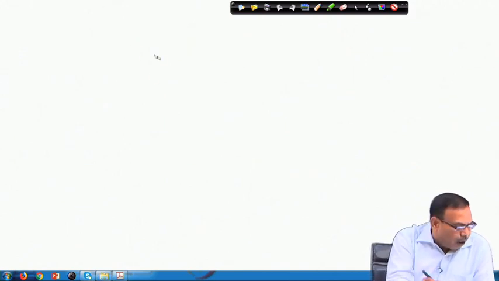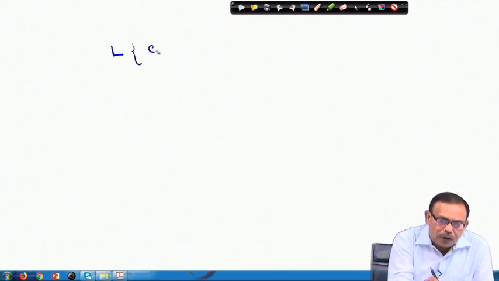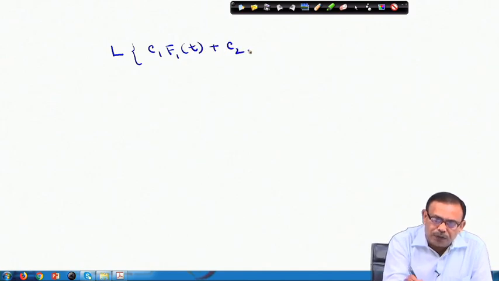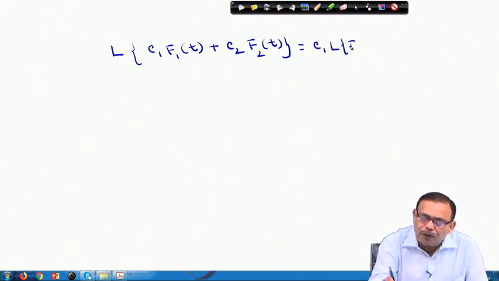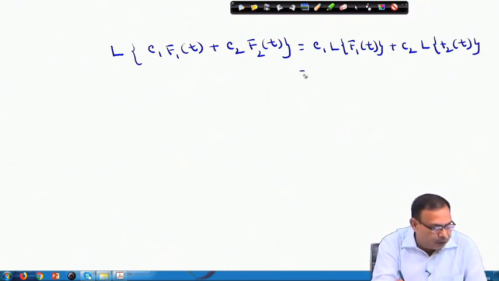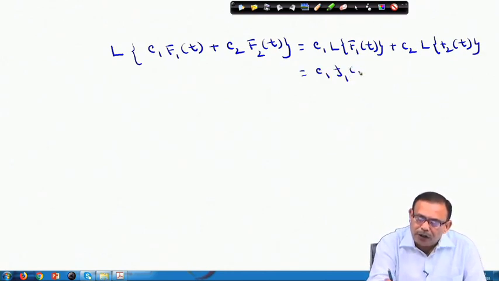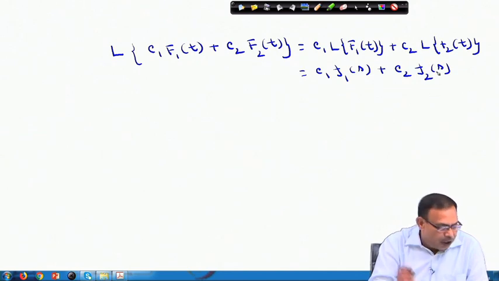In the proof, here the Laplace transform of C1 f1(t) plus C2 f2(t) equals, we know, C1 times the Laplace transform of f1(t) plus C2 times the Laplace transform of f2(t), this we know already, we have done earlier. Or you can say C1 F1(s), if the Laplace transform of f1(t) is F1(s), plus C2 into F2(s), where F2(s) is the Laplace transform of f2(t).